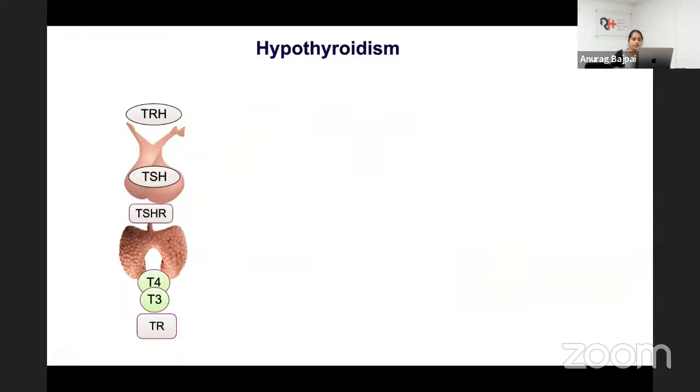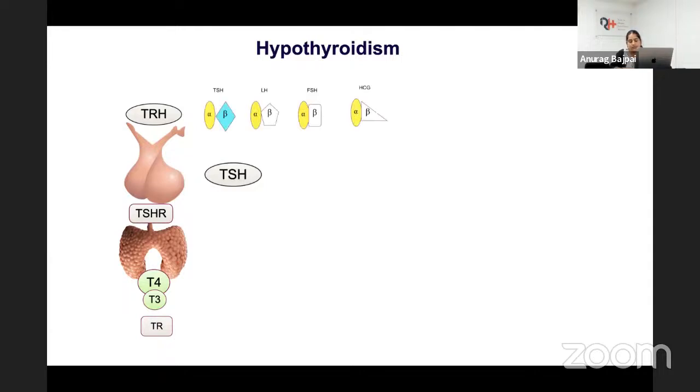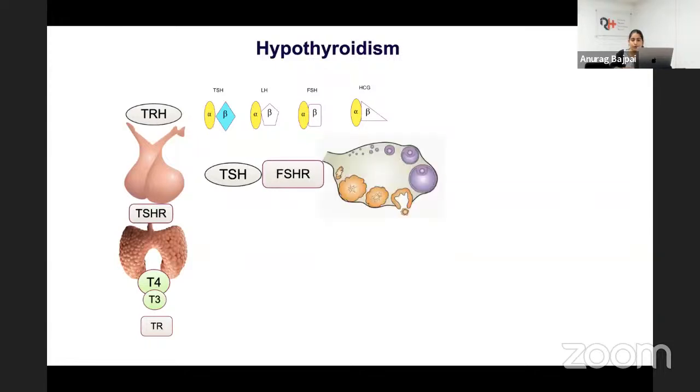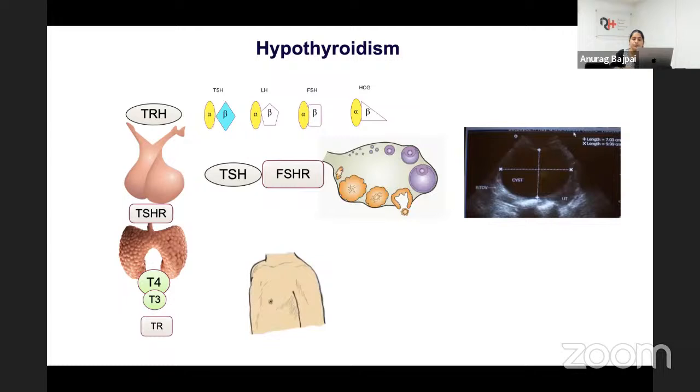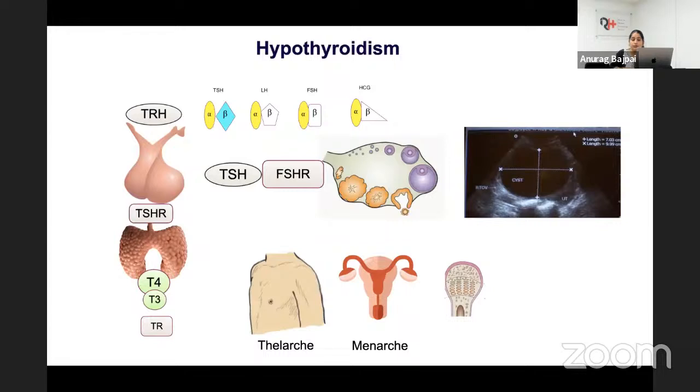Now coming to hypothyroidism, as sir has said, FSH and TSH have a functional homology due to the similar alpha subunit. So in hypothyroidism, there is an increase in the TSH. This increased TSH will act on the FSH receptor in the ovary, and that will lead to the formation of ovarian cysts, and the patient will present with thelarche. They will have vaginal bleeding, but their bone age will be retarded because their gonadotropin levels are low.